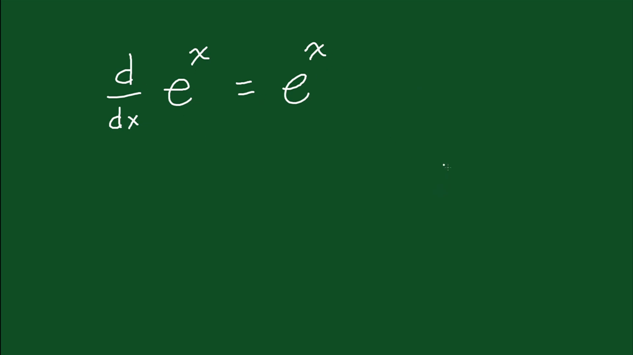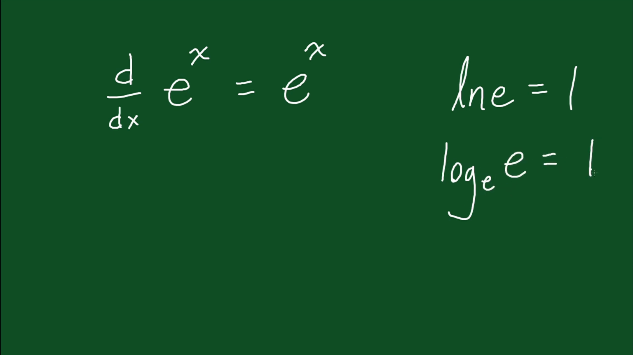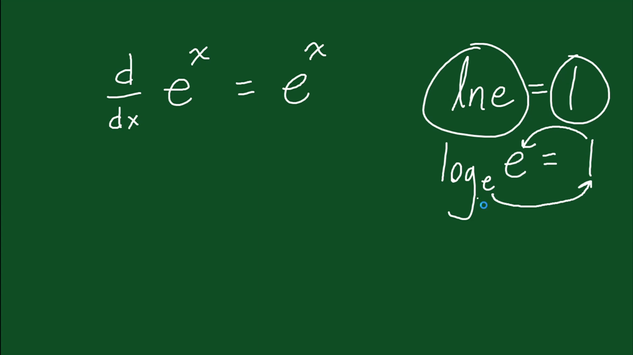If you forget why the natural logarithm of e is equal to 1, remember, natural logarithm is simply log with a base of e. It's a logarithm base e. So if you take log base e of e, of course it has to equal 1, because e to the exponent 1 is equal to e. Anything to the exponent 1 is equal to itself. So whenever you take natural log of e, of course you're going to get 1. So this is a special case of that exponential derivative rule.